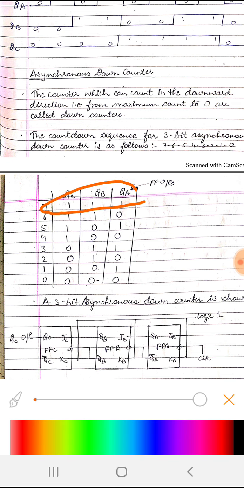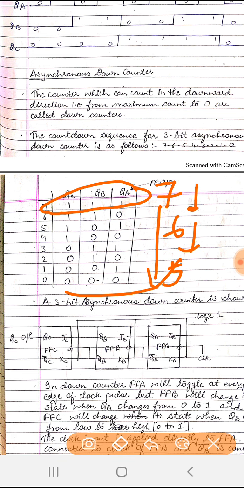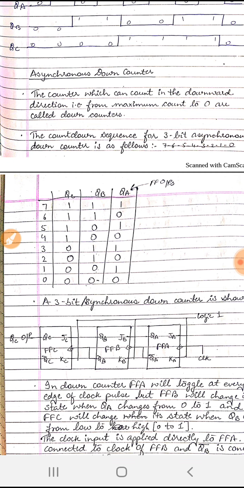So all are initially 1 in this case of the down counter, and subsequently it will count down at every negative edge. It will go down by 1, 7 to 6 at the first stage, then 6 to 5 at the second edge, and so on. Since it is a down counter, there is some change in the designing part of the counter. Let's see how we can convert an up counter into a down counter with some little modification in the circuit.